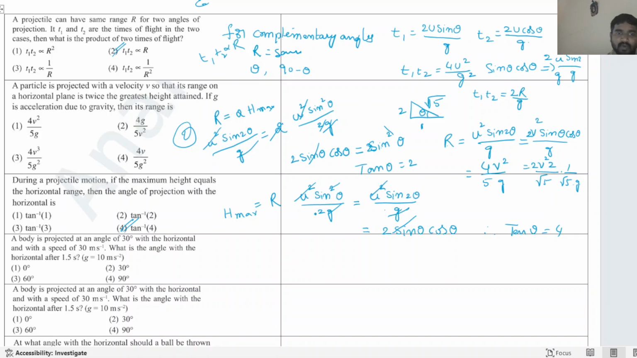Next, a body is projected at an angle of 30 degrees with the horizontal.